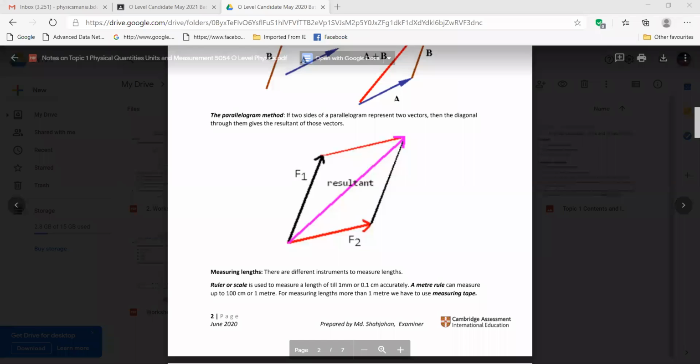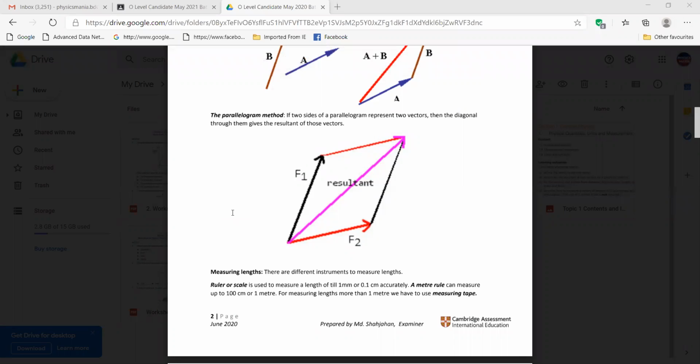So we are doing this one. Can you see the screen? Yes, sir. Okay.